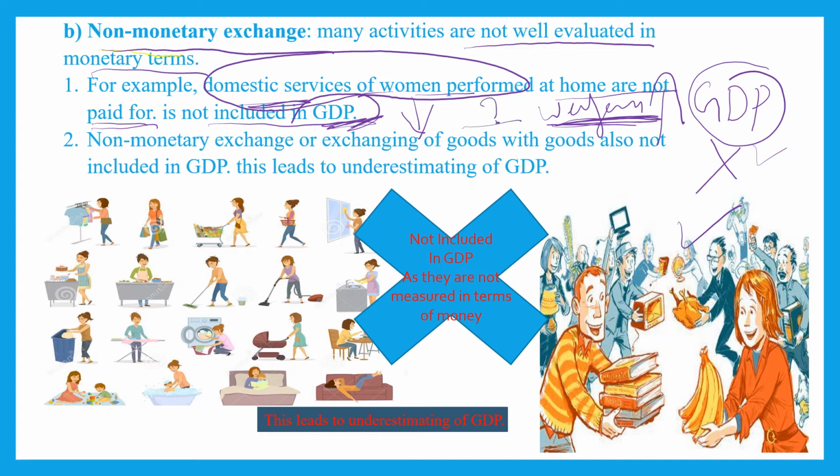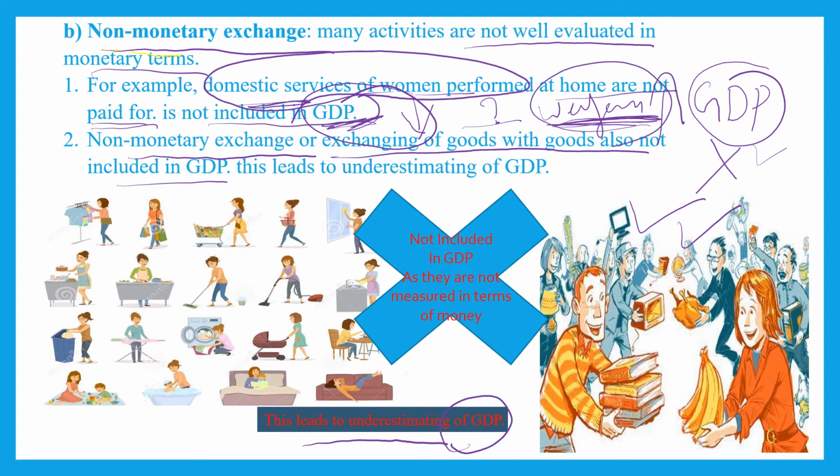Now, in this case, how can you say that GDP is a good indicator? In a similar manner, non-monetary exchanges are exchanges of goods with goods. They are also not included, as I told, the barter system is not included under GDP. So this led to underestimating of GDP. We say GDP is less, but actually welfare is more. When you do not include non-monetary exchange, we conclude that GDP is less, but actually welfare is more, as we are not including non-monetary exchanges.